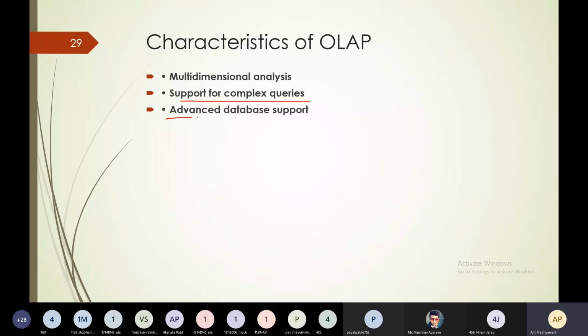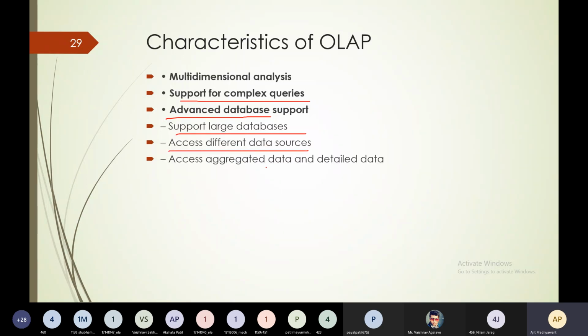It supports advanced databases. If simple databases are unable to store the data, this OLAP system will have advanced databases that will store that data and which is used by the OLAP system. It supports large databases, access to different data sources, and access to aggregate data and detailed data.